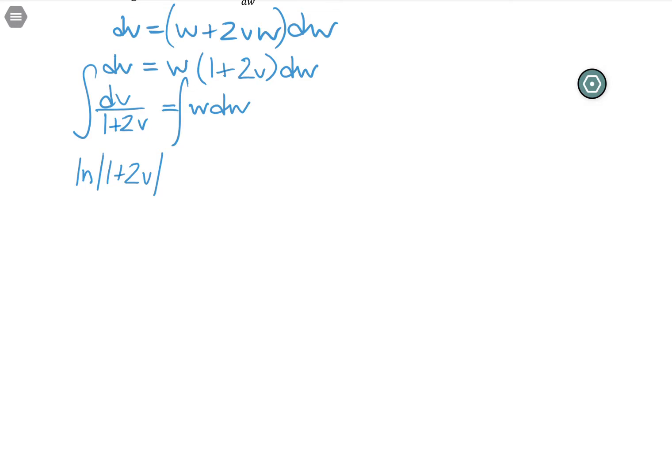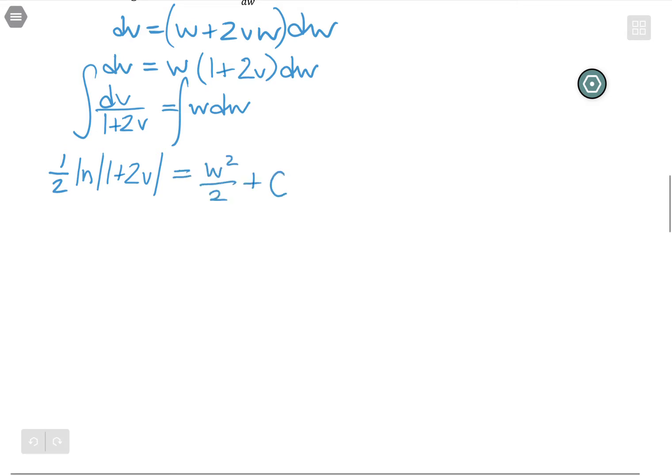I think I'm going to need a natural log because I have a v to the first power. If I check myself, the derivative of the natural log of the absolute value of 1 plus 2v is going to be, we're going to ignore the absolute value, so 1 over 1 plus 2v, and then the chain rule would give us an extra 2, which we don't want, so I'm going to multiply by 1/2. The antiderivative of w is w squared over 2, and then I'll throw in my plus c.